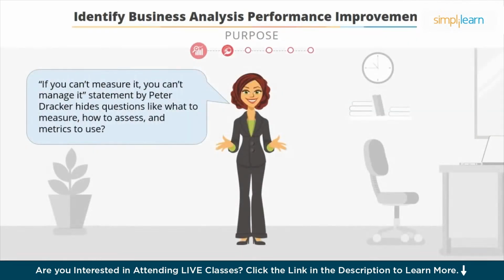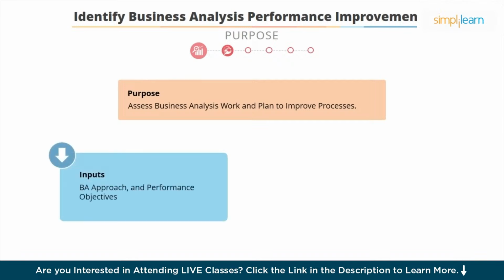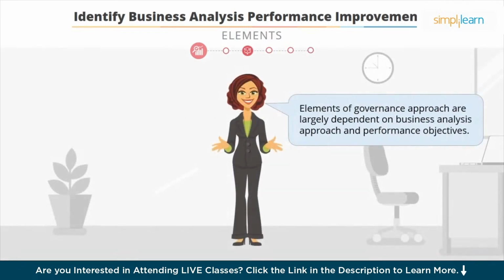If you can't measure it, you can't manage it. This statement by Peter Drucker hides questions like what to measure, how to assess, and which metrics to use. The purpose of this task is to assess business analysis work and to plan to improve processes where required. Business analysis approach and performance objectives are the inputs to this task, and the output is business analysis performance assessment. Elements of the performance improvement approach are largely dependent on the business analysis approach and performance objectives.